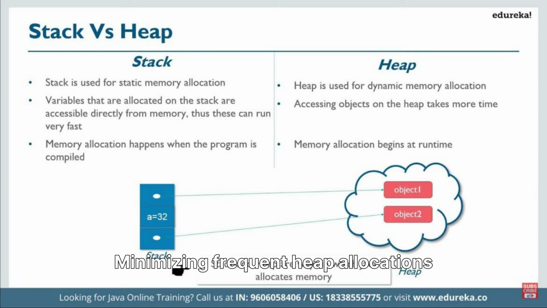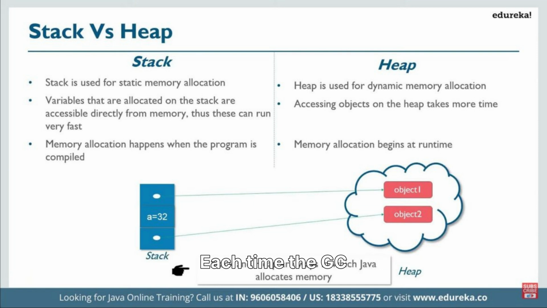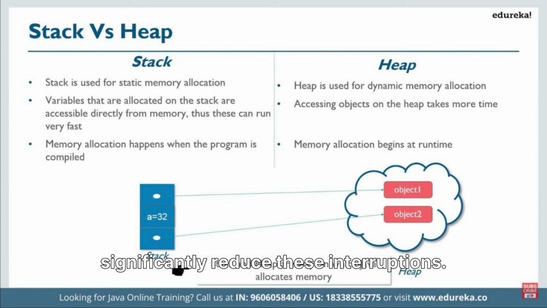Minimizing frequent heap allocations is crucial to avoid garbage collector spikes, which can cause noticeable performance hiccups in your applications. Each time the GC runs, it can pause your program briefly, leading to frame rate drops or unresponsiveness. Strategic memory management can significantly reduce these interruptions.